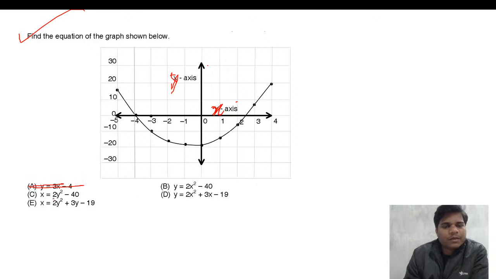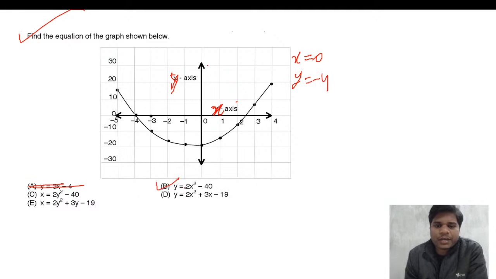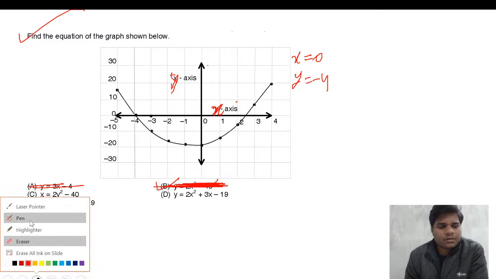Fine. Let me verify what you are saying. X is 0, y is minus 4. Let me just go through again. If I put x equal to 0 here, y equals minus 4 now. So this is not there, no possibility. X equals 0, this is also not possible. Y equals minus 4. No, this is y square. This can be there.